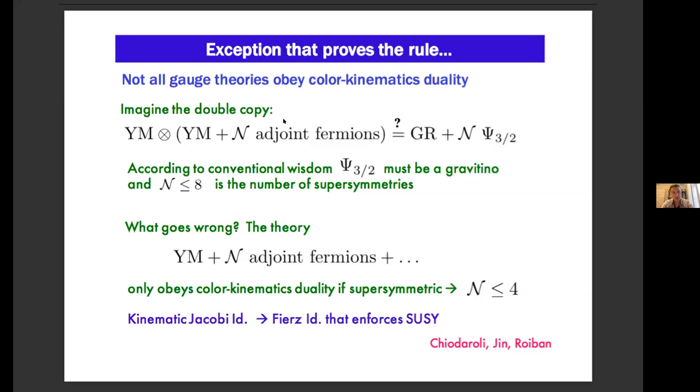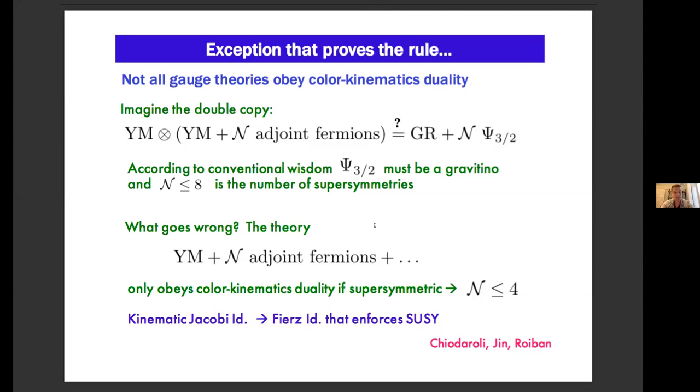Well, what goes wrong is that the gauge theory, Yang-Mills plus n adjoint fermions, does not obey color-kinematics duality. You can see that it only obeys color-kinematics duality if n is less than or equal to 4, which we also happen to know is the maximum number of supersymmetries in the gauge theory. This was shown in a paper by Jaroslav Trnka and Roiban. They show that the kinematic Jacobi identity that you get from color-kinematics duality is the same Fierz identity that is needed to enforce supersymmetry. So things work very nicely even when things do not work.